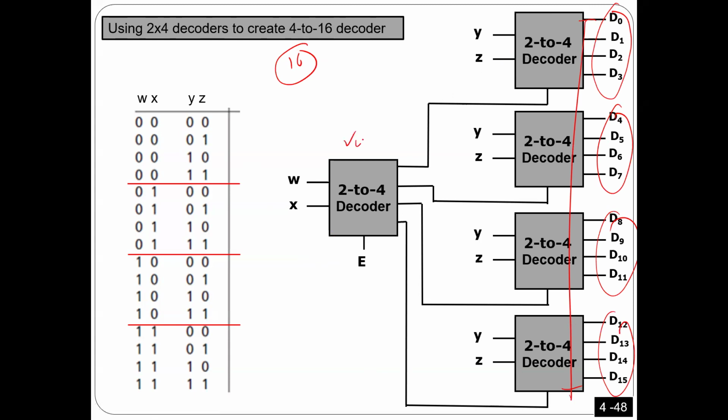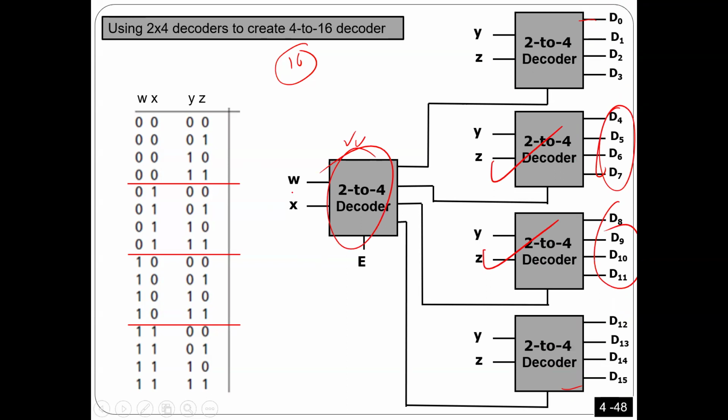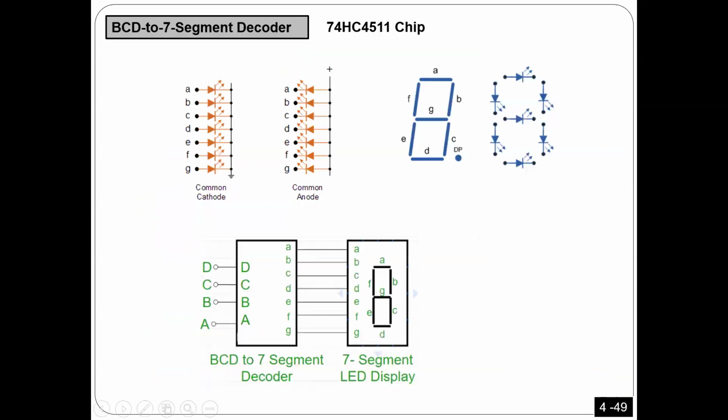Also, I need one decoder to enable so that only one here is enabled at a time. If the number is in this range, I have to enable this one. If the input is in this range, I have to enable this one. If it is in this range, I have to enable this one. That's why I use another decoder here. The 4 to 16 decoder has an enable, and this is the enable of the selector. So this is like a selector decoder. I can use this enable here as the enable for the 4 to 16 decoder. Again, that's what I do.